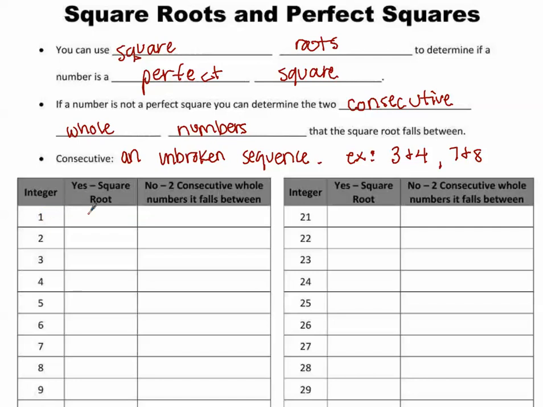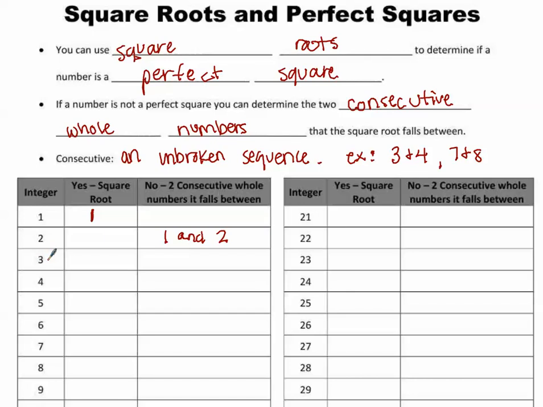1. 1 is a square root because the square root of 1 is 1. 2 is not a square root, but it falls between 1 and 2. If you find the square root of 2, your answer will be 1.414, and then it goes on. So it just gives you a best guess.